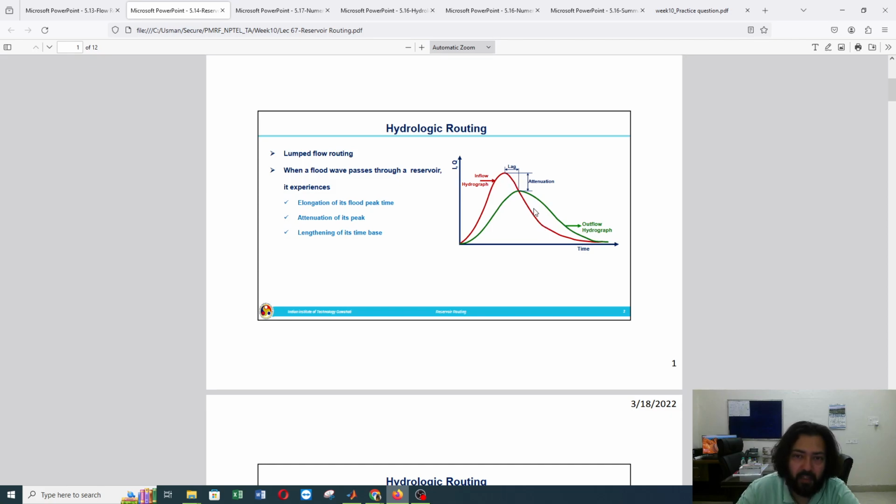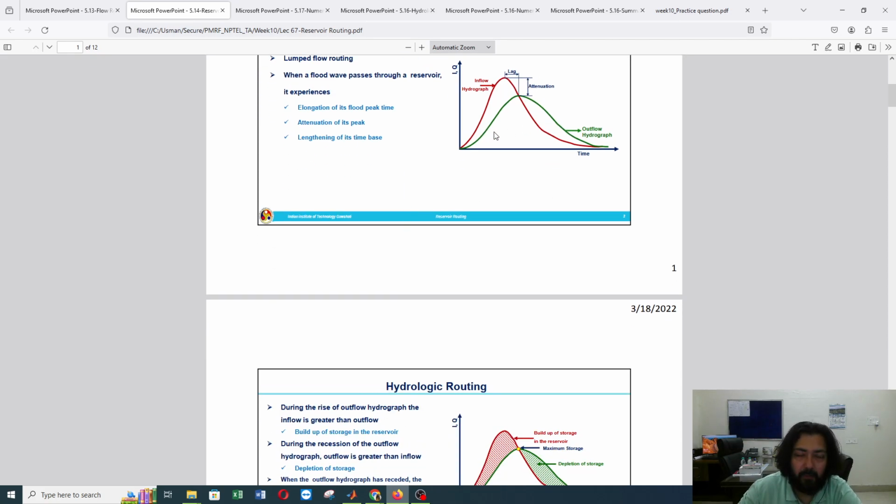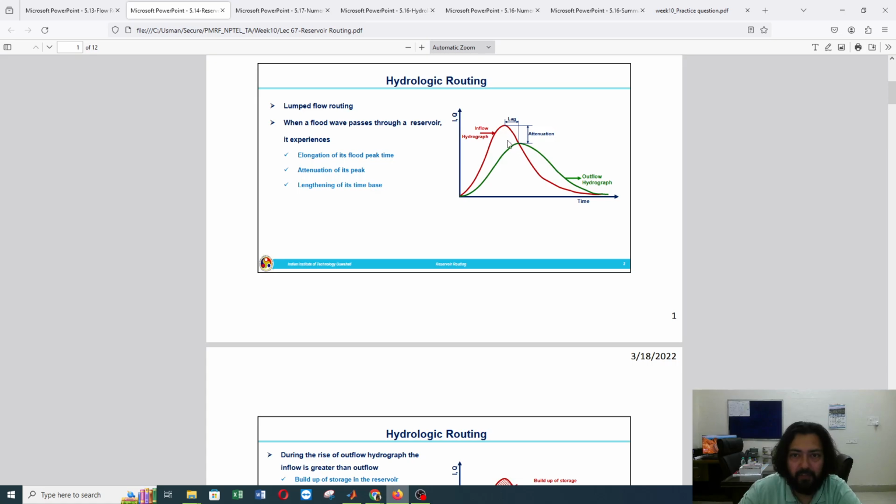What changes are we seeing in this particular diagram? There is some difference in peak, and that difference in peak is called attenuation. So the outflow hydrograph will have a reduced peak. Also, there is some difference in lag. The peak discharge occurring in inflow and the peak discharge occurring at outflow have some time difference between the two, and that time difference is called lag. We know from the definition of flood routing that there will be some attenuation and lag.